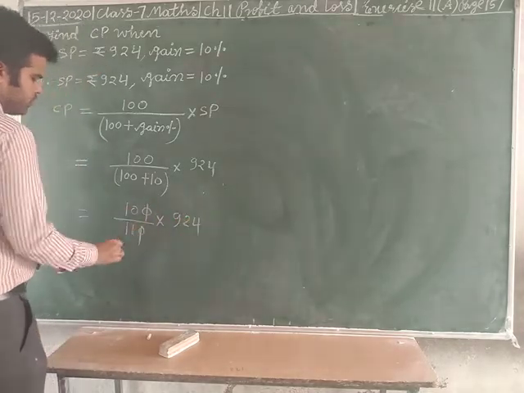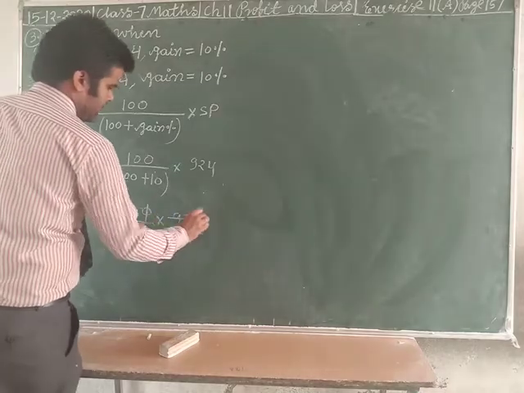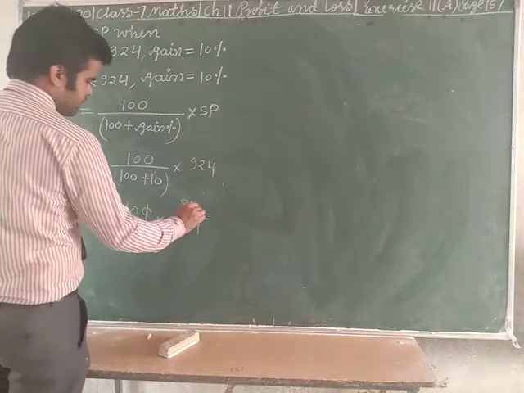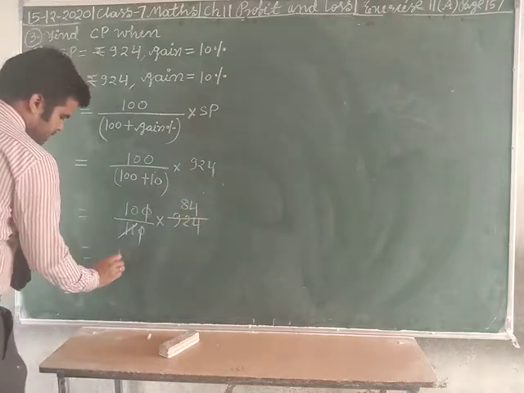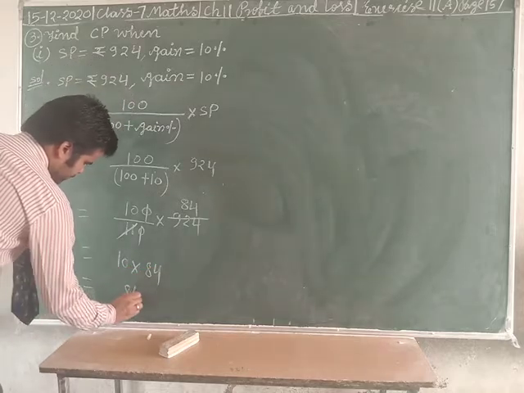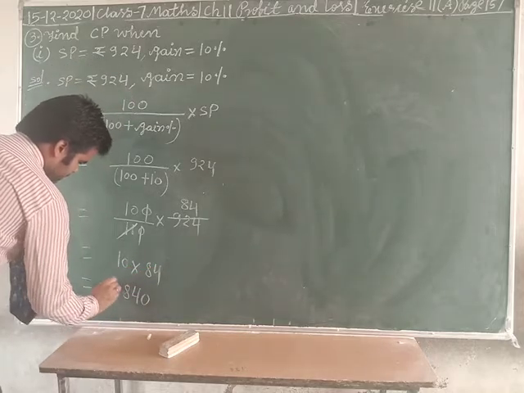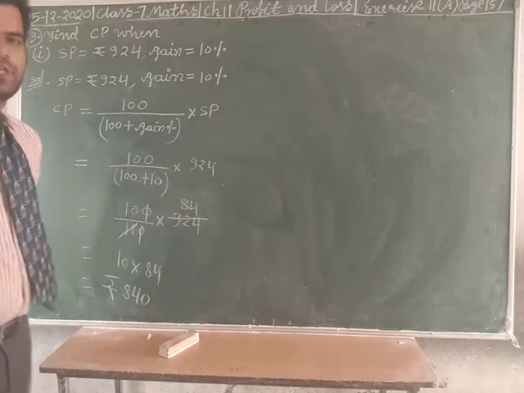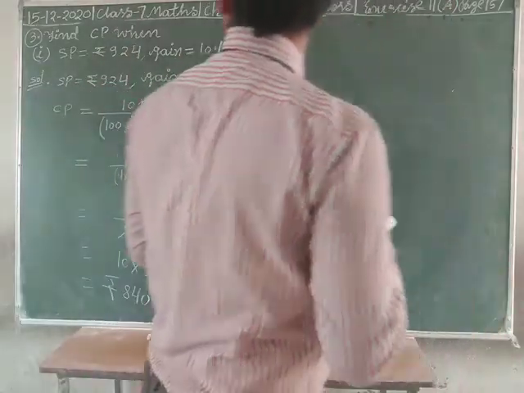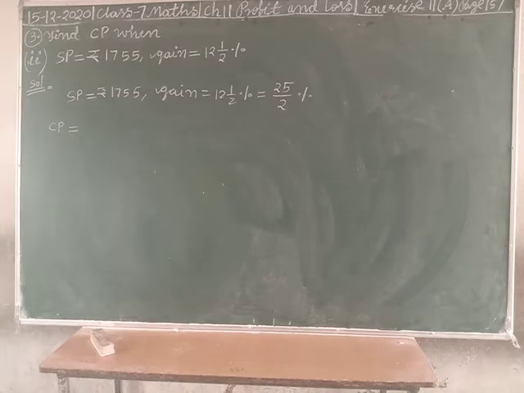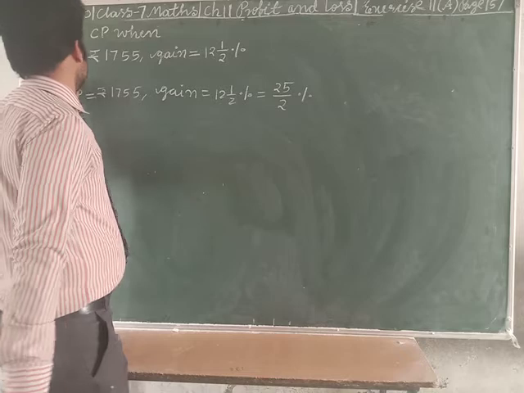Students, we cut the zeros, and we cut 924 by 11, so here it will be 11, 8 times 11 is 88, 4 will remain, 11 times 4 is 44. Now it will be 10 into 84, then 840. Okay students, rupees 840, CP is equal to rupees 840. Okay students, now we will see question number 2.